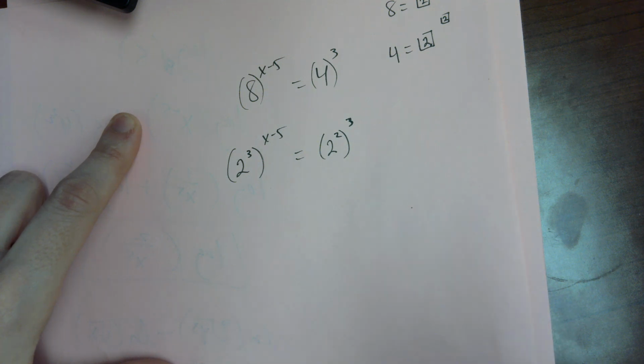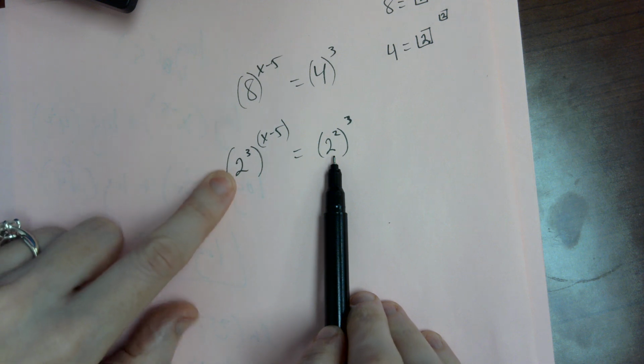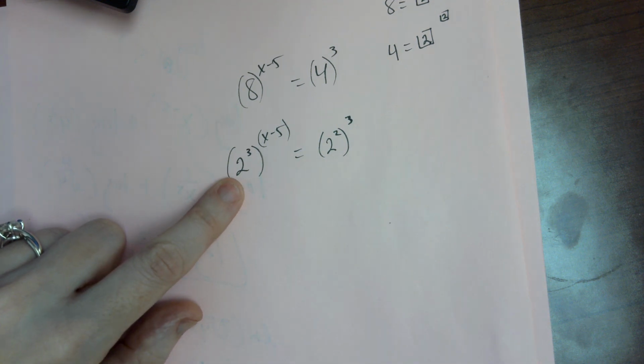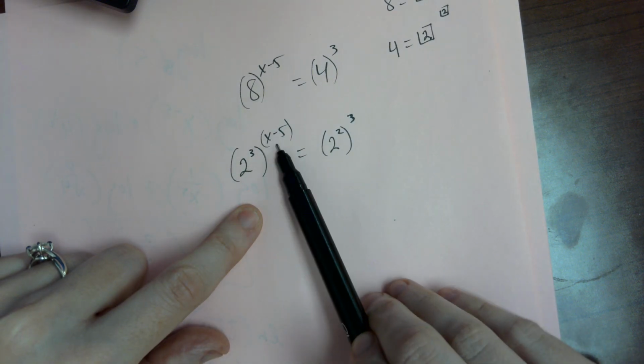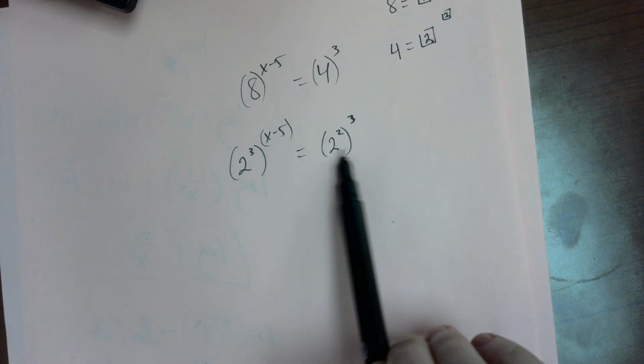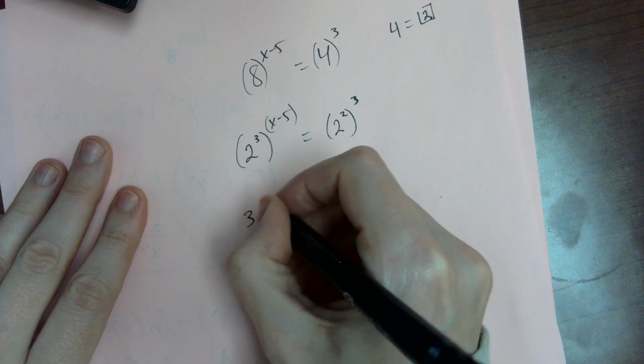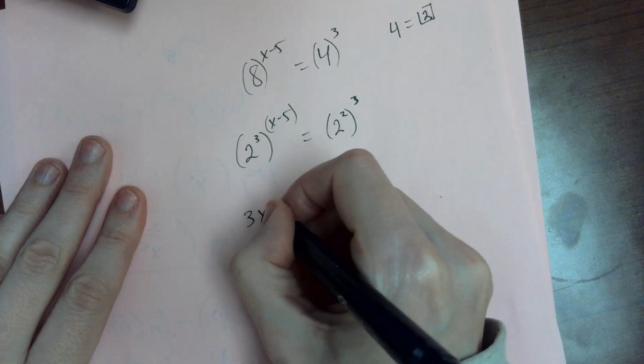Now, at this point, we have the same base on both sides. So what we can do is set the exponents equal. And when you've got an inside and an outside exponent, you're going to be multiplying them. So since I have a base of 2 on both sides, I can drop the bases and just work with the exponents.